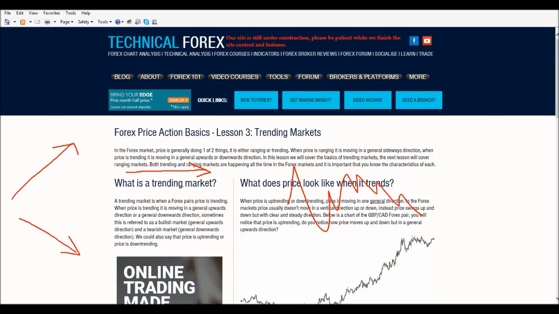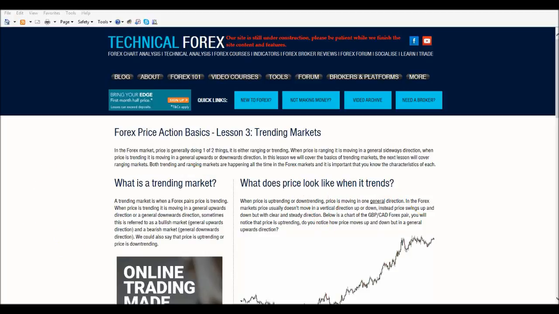So what is a trending market? If price is moving in a general upwards direction, this is referred to as an uptrend. And if price is moving in a general downwards direction, this is called a downtrend. If price is moving in a sideways direction, that's called a range, and we'll cover ranges in the next video.